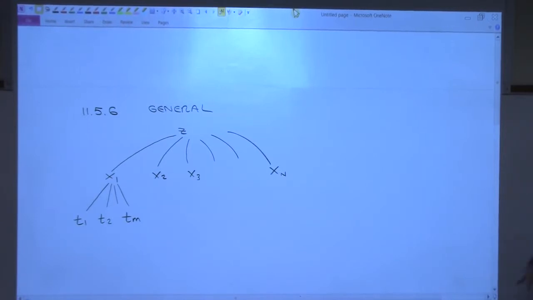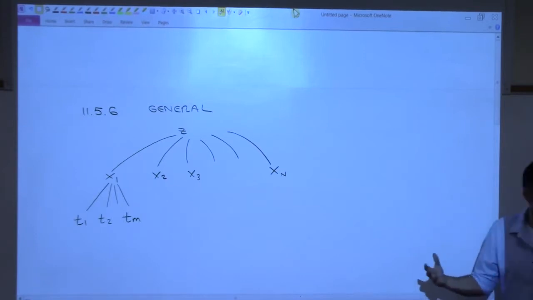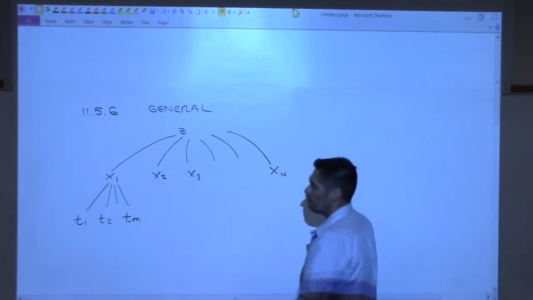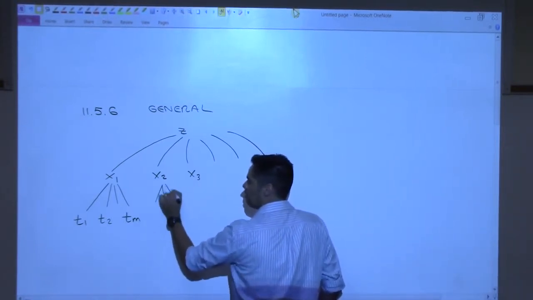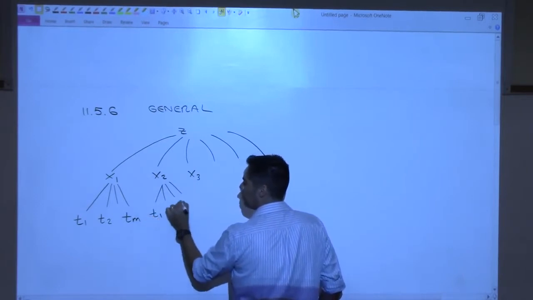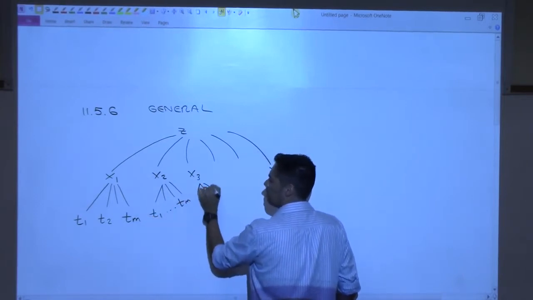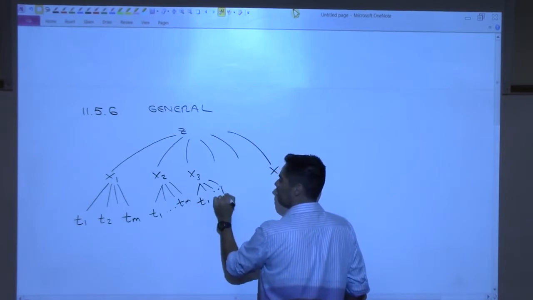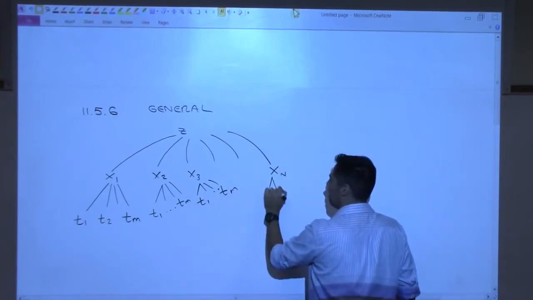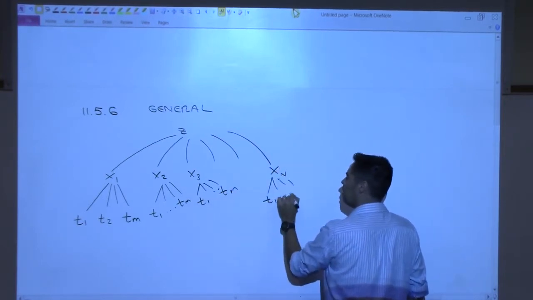So I'm using subscripts instead of x and y because if I use subscripts, I never run out of letters, right? This x2 also depends on T1 through Tm. This x3 depends on T1 through Tm. Make sense? This xn depends on T1 through Tm.